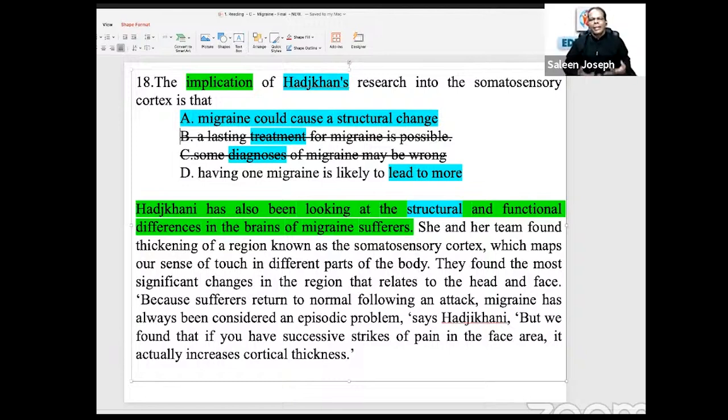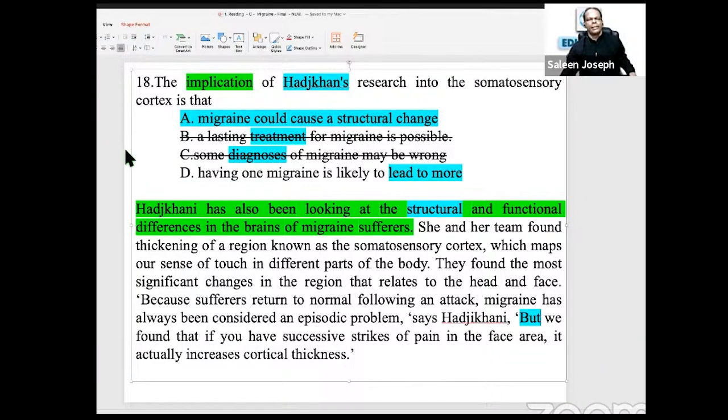And treatment can never be the implication of migraine. Lasting treatment, diagnosis, and having one migraine is likely to lead to more, that is also not mentioned here. Now there is one more clue. I said contrast word. Where is the contrast word? Last time. But is the contrast word. That's another clue to confirm your answer, since you have got it from the topic sentence.